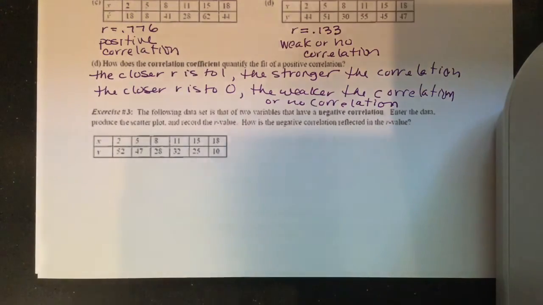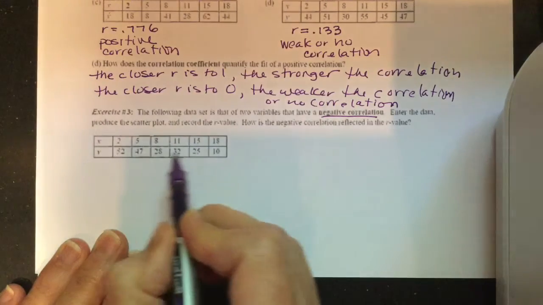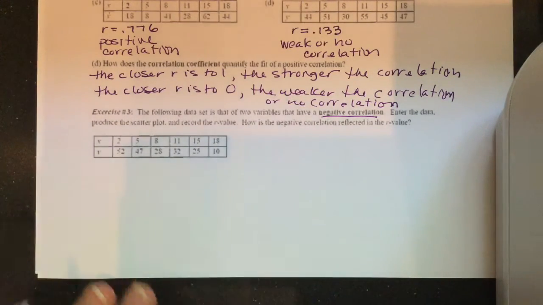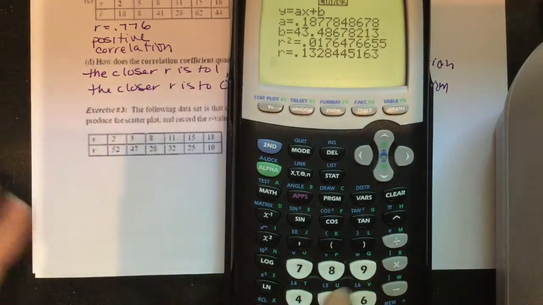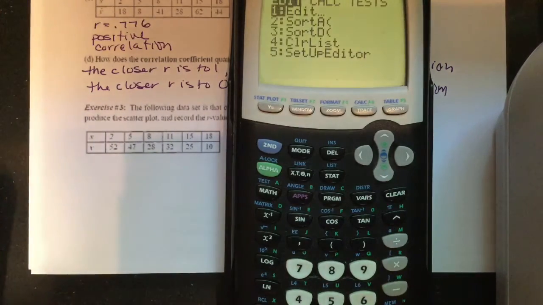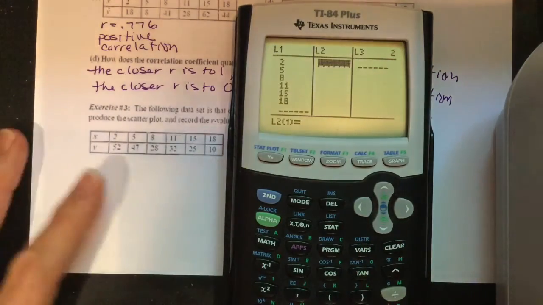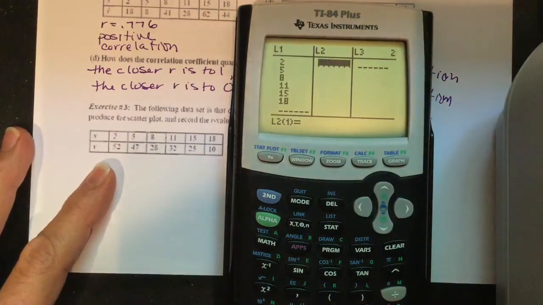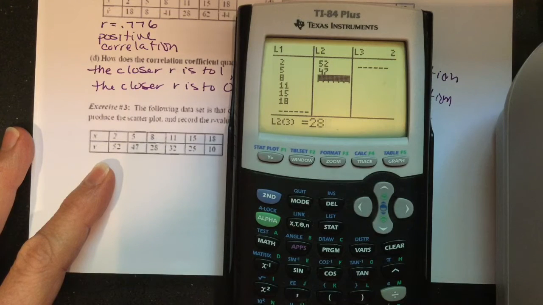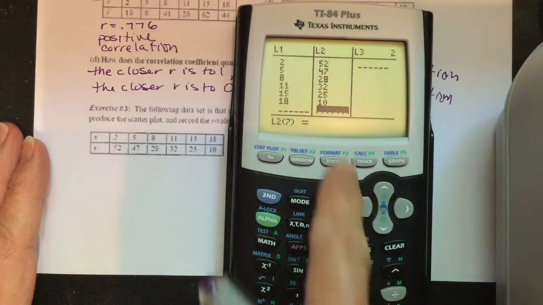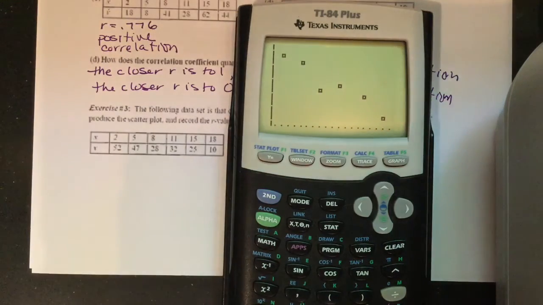Next, we want to look at a negative. So notice now my y values are decreasing. If they're decreasing, that means that it's going to be a negative correlation. So we're going to do the same thing here. We're going to go ahead and hit our statistics. We are still editing, right? I'm going to clear out my list, enter my new values here. So now I have 52, 47, 28, 32, 25, and 10.